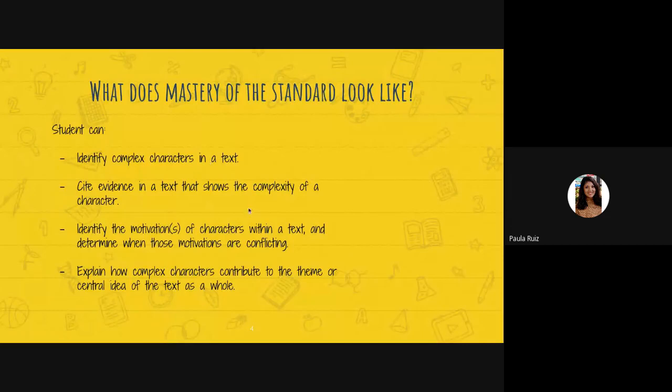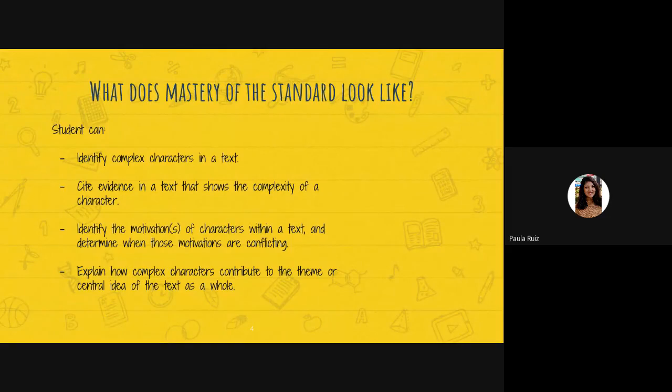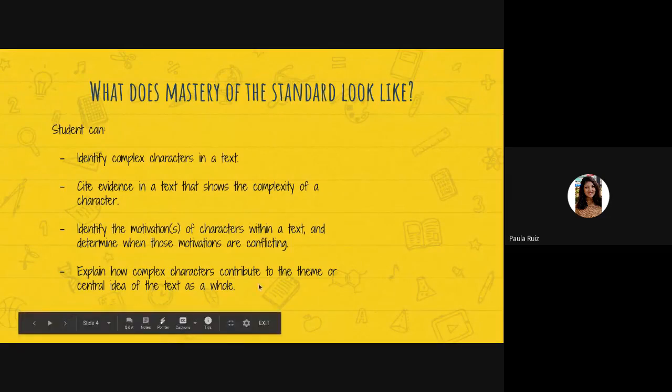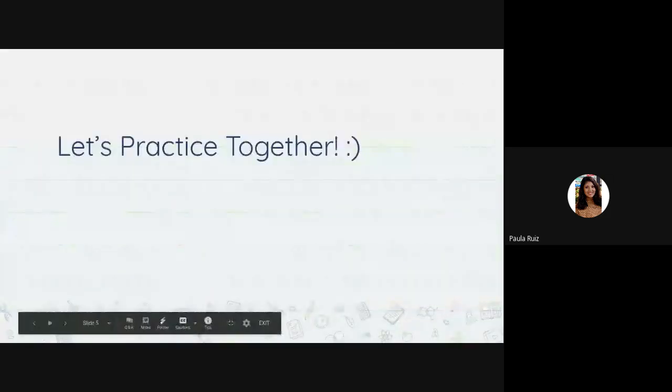As you can see, this standard actually contains elements of a different standard, which is Reading Literature 2, which talks about the theme or central idea of the text. That's why it's important to be familiar with all of the standards, and you should be able to master one thing because it will always tie in with something else. So let's practice together.